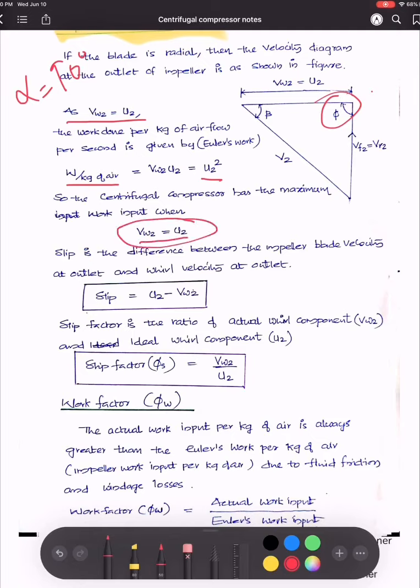Understand that. Now slip can be defined as the difference between U2 and VW2. It's the difference between the impeller blade velocity at outlet and the whirl velocity at the outlet. Similarly, the ratio of these two terms, that is the actual whirl component by the ideal whirl component U2, will give you the slip factor.